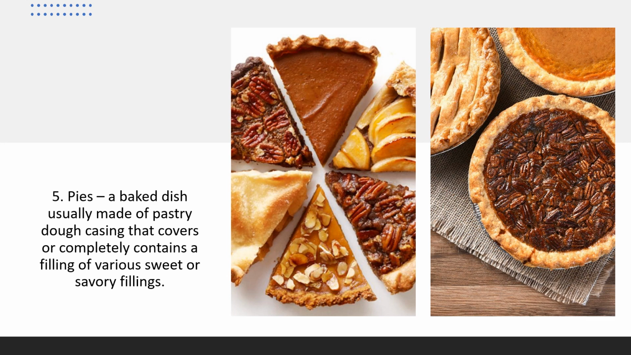So meron tayong mga traditional varieties of pies dito sa bandang Laguna, yung buko pie. Meron din yan sa Tagaytay. Meron din tayong tinatawag na traditional varieties of pie such as apple pie, strawberry, blackberry, cherry cream, custard, lime, and lemon meringue.